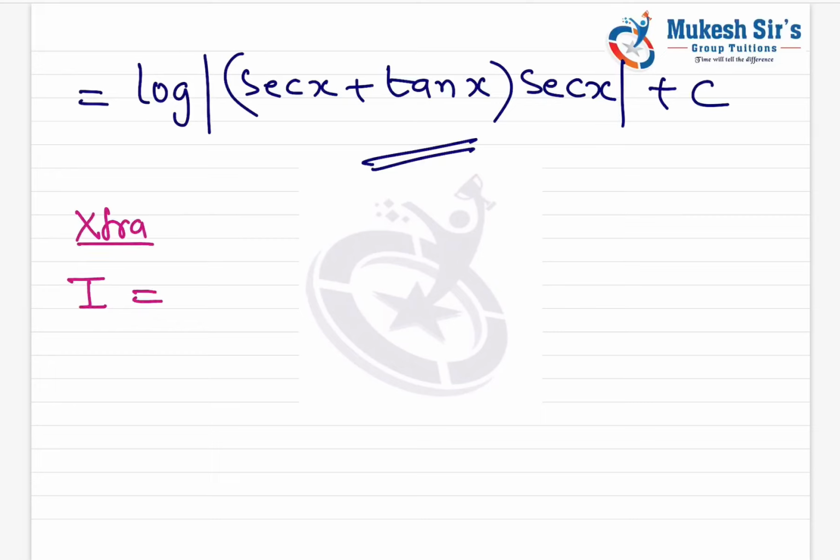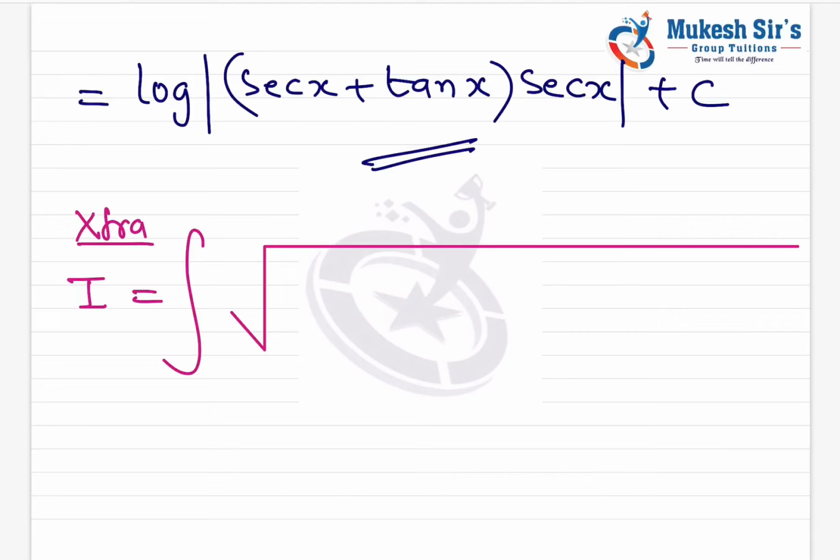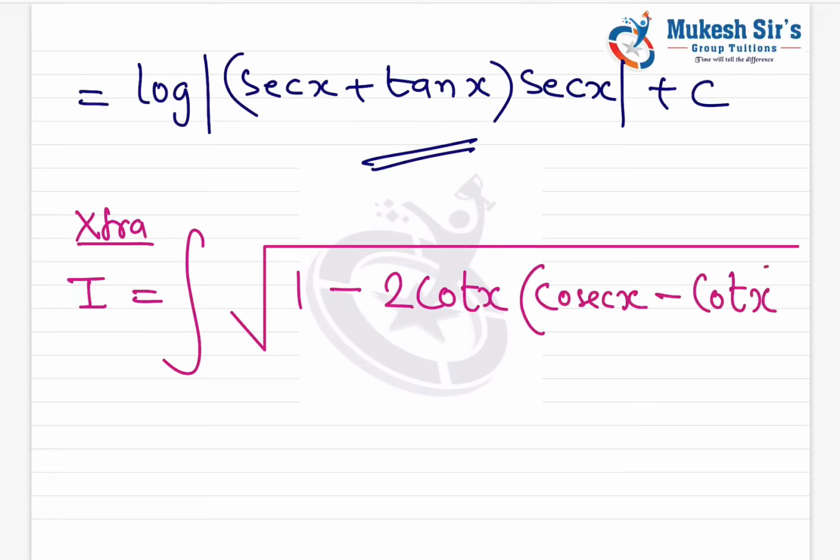I is equal to integration of root of 1 minus 2 cot x into bracket mein you have cosec x minus cot x the whole dx. Exactly a similar one. You can try it yourself and you'll get the answer as log of mod of cosec x minus cot x into sin x plus c.